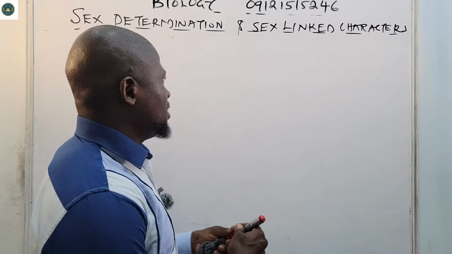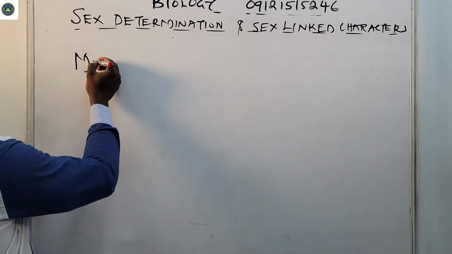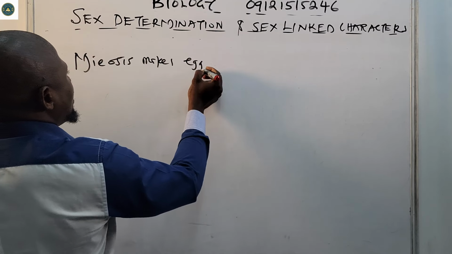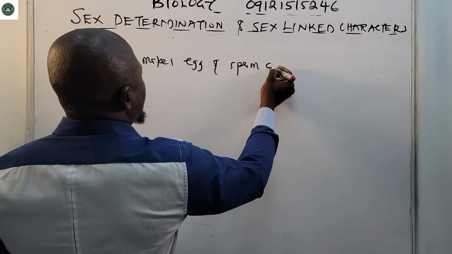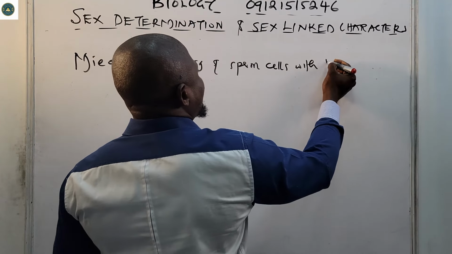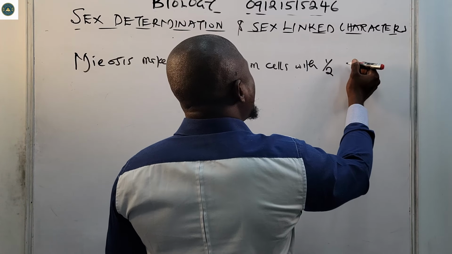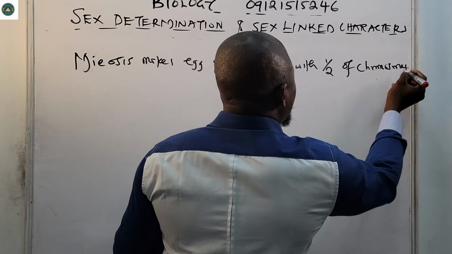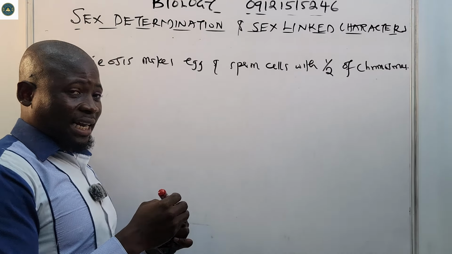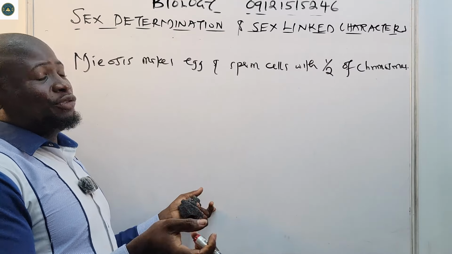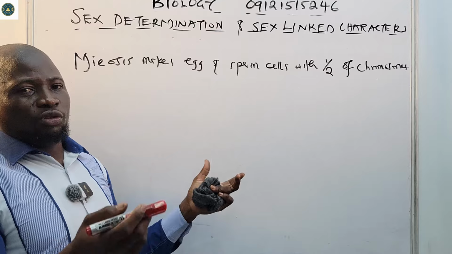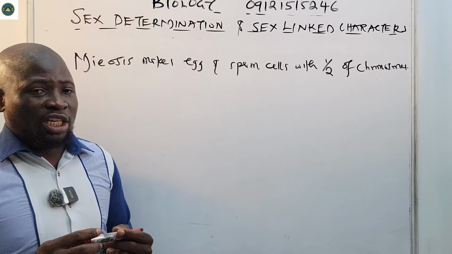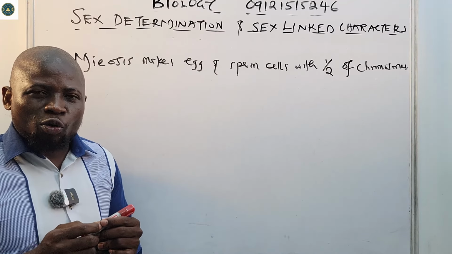So we said that meiosis makes egg and sperm cells with half the number of chromosomes. We already said that. That's why the sperm will have 23 chromosomes, and the egg will have 23 chromosomes. This happens because of meiosis. So meiosis makes egg and sperm cells with half the number of chromosomes.